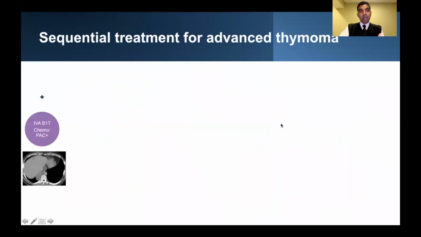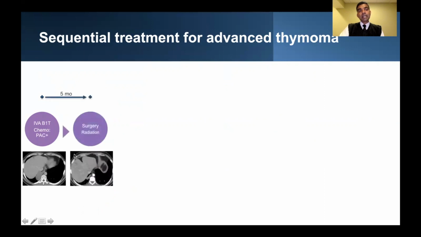So let me give you an example of a patient of mine who was diagnosed with a stage 4A type B1 thymoma, which was deemed unresectable. This was more than 10 years ago. He received standard frontline chemotherapy for disease which was present in his right chest, and this is just an example of that. After 5 months, he completed chemotherapy, had a good response with significant shrinkage, and then we found that his disease was operable. So he underwent surgery, he got post-operative radiation, did well with all of that.